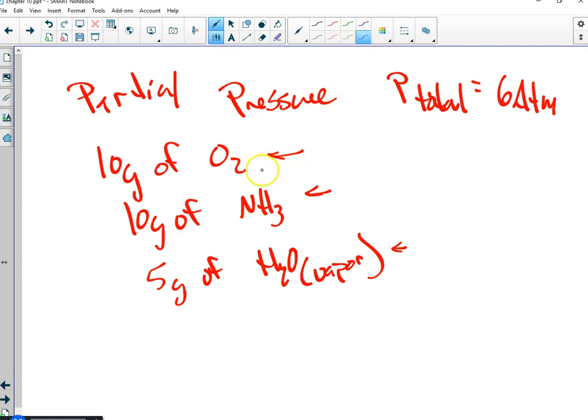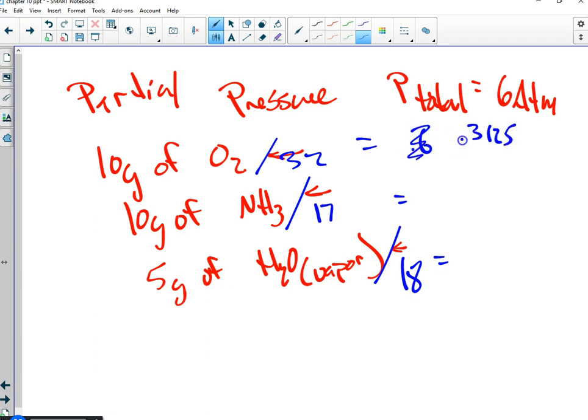All right, so I'm going to take 10 and divide by 32. I'm going to take NH3 and divide by 17, and this divided by 18. I'm going to get for O2, what number? 0.625. All right, 10 17ths would be? 5 18ths would be? 0.55? No. 2.8 sounds great. All right.